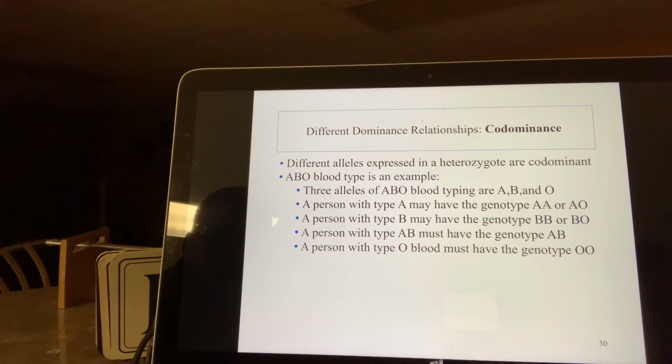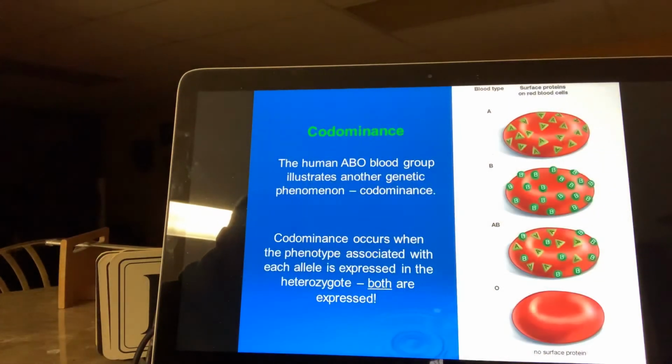Codominance means that in the heterozygous state, such as this one, you produce both alleles. You get both A and B antigens on the red blood cell. You can see over here, if you have type A blood, you have A antigens. If you have type B blood, you have B antigens. If you have type AB blood, that means you got both of the alleles for A and B, which means you have both antigens on your red blood cell. And if you got 2 O alleles, then you have neither.